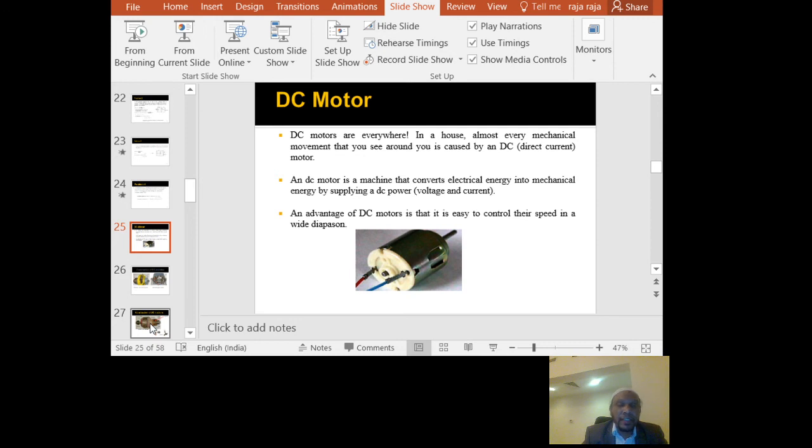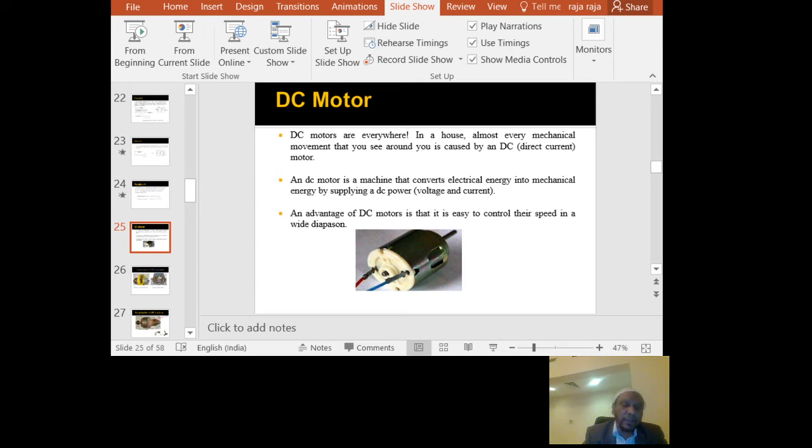DC motors are everywhere. They are mostly used in our houses. Almost every mechanical movement that you see around you has a DC, direct current, motor. A DC motor is a machine that converts electrical energy into mechanical energy by supplying DC voltage and current. An advantage of a DC motor is that its speed is easy to control over a wide range, so we can easily adjust the speed of the machine.